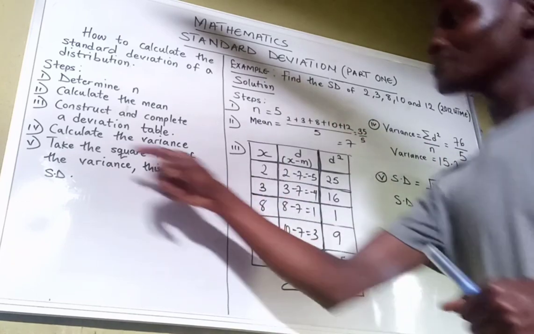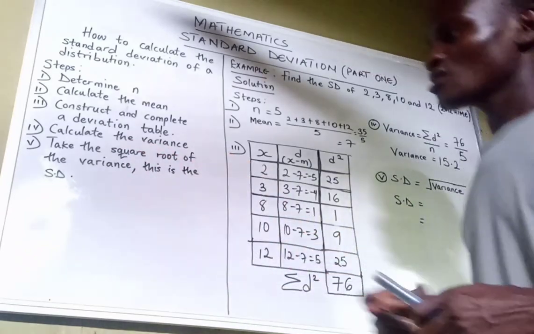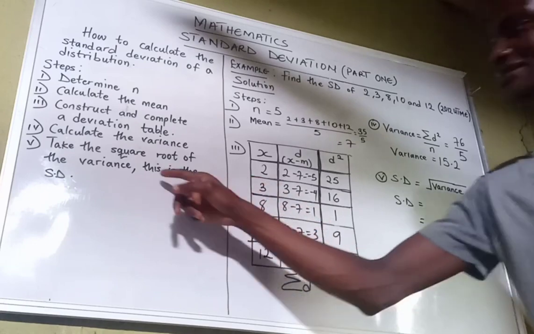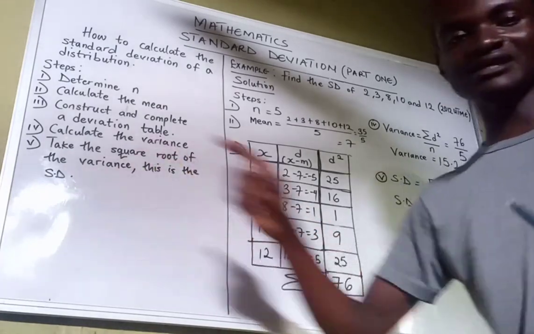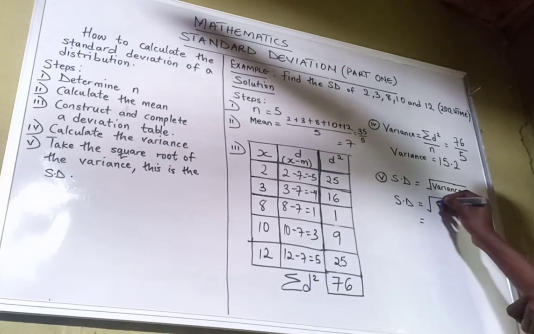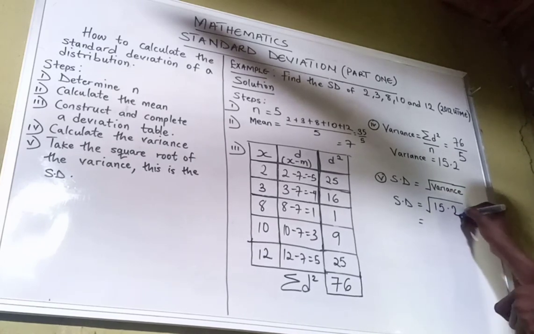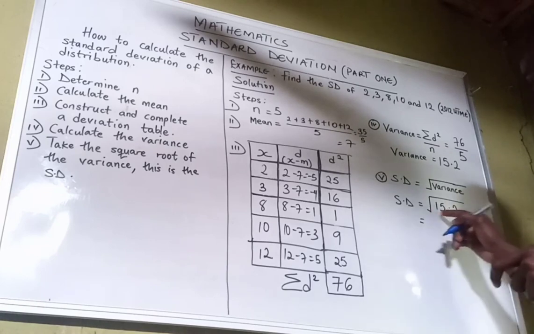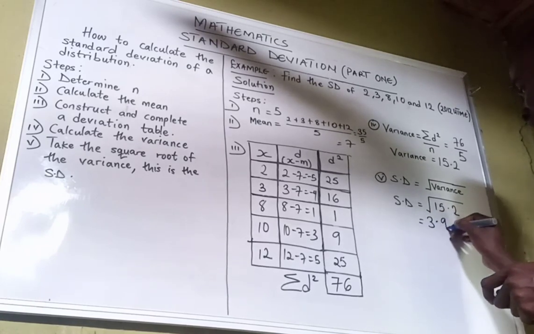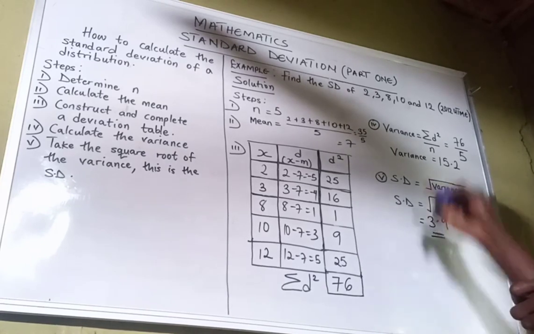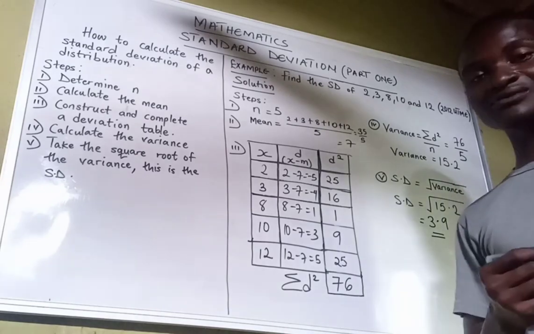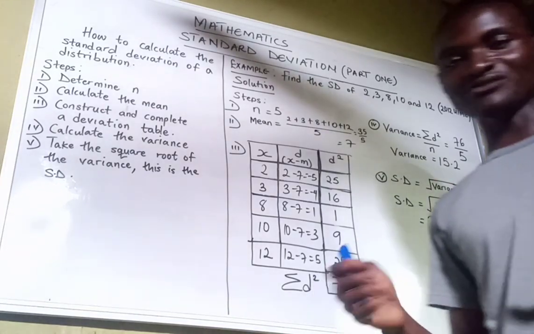Then the last step is to take the square root of the variance. We said this is the standard deviation. So we write the square root of 15.2. Our final answer, the square root of 15.2, is approximately 3.9. This is the standard deviation of this set of distribution. And that is how we calculate the standard deviation of this set of distribution.